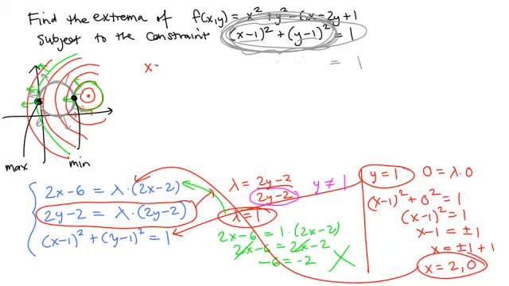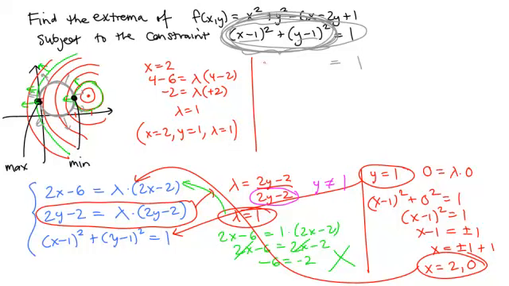So if x is equal to 2, then this equation becomes 2 times x minus 6 is equal to lambda times (2 times x minus 2). So that gets me negative 2 is equal to lambda times positive 2, sorry, and that means that lambda is equal to 1. So we found a solution. x equals 2, y equals 1, and lambda equals 1.